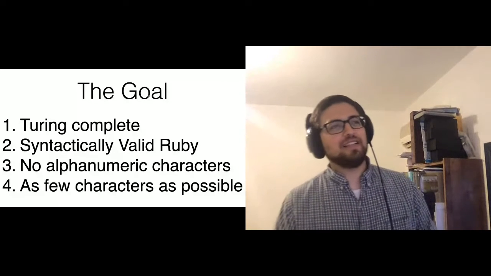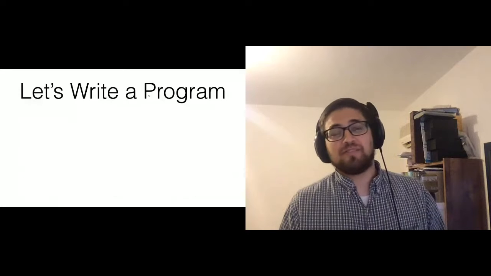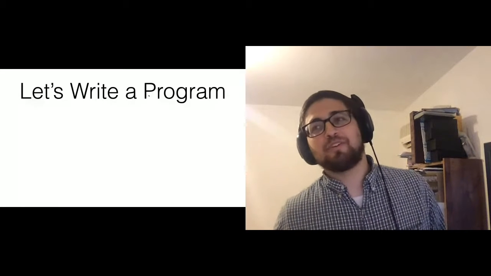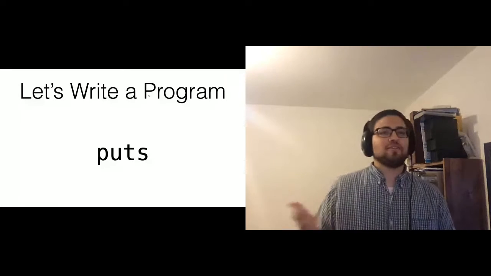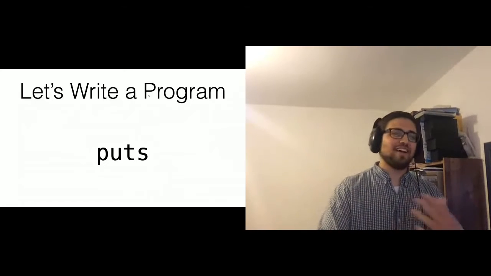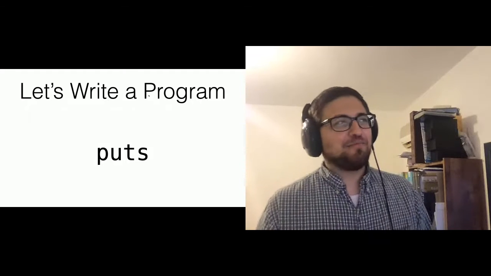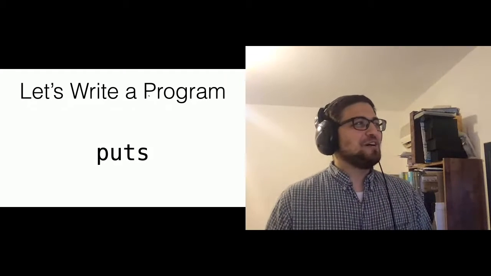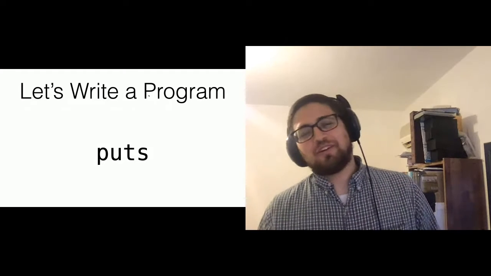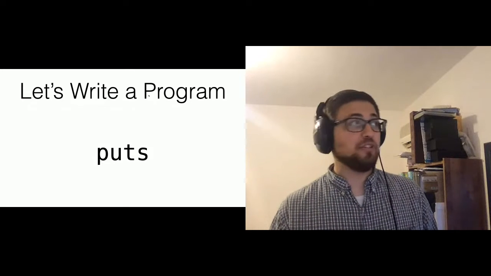Let's go ahead and write a program in Brain Ruby and see how it works. The program is going to be very simple, about the simplest program you can write in Ruby that does anything: puts. Just print out a blank line. In the style of how to draw an owl, here's the program. So thank you very much. But you probably want to know how you get to this and why this works.